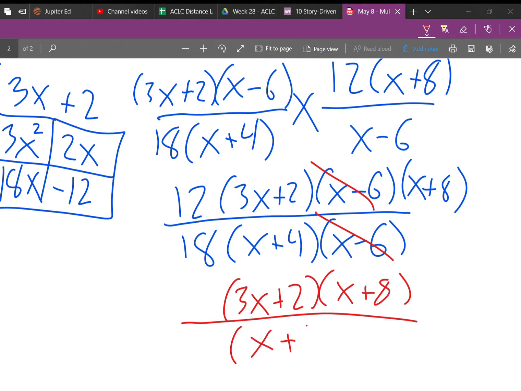And then we want to reduce that fraction 12 over 18. 12 over 18 are both divisible by 6, and that leaves us with 2 over 3. That should be our final answer.